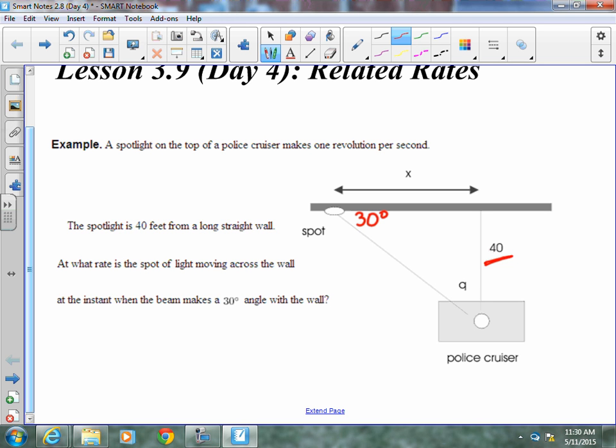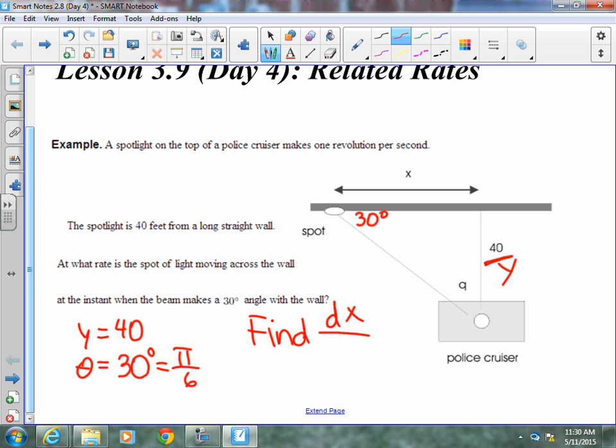We know, I'm going to just call this y, that y is 40, theta is 30, or pi over 6. We're trying to find dx dt. And then they try and confuse us a little bit. They throw that q in there, but q is not really anything important at this point because the angle the light makes with the wall would be up here where we've already labeled 30.